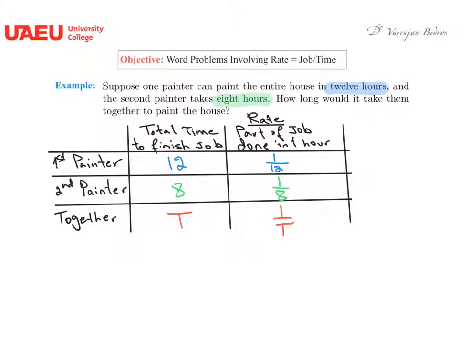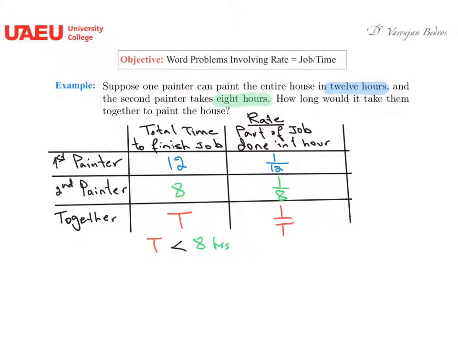Let's pause for a moment here and think about this T. Is this T going to be more than 12 hours, more than 8 hours, or less than 8 hours? Since two painters are working on the same job, T must be less than 8 hours. Because the second painter takes 8 hours to finish the job, and now he has help from the first painter, so both of them can finish it in less than 8 hours.